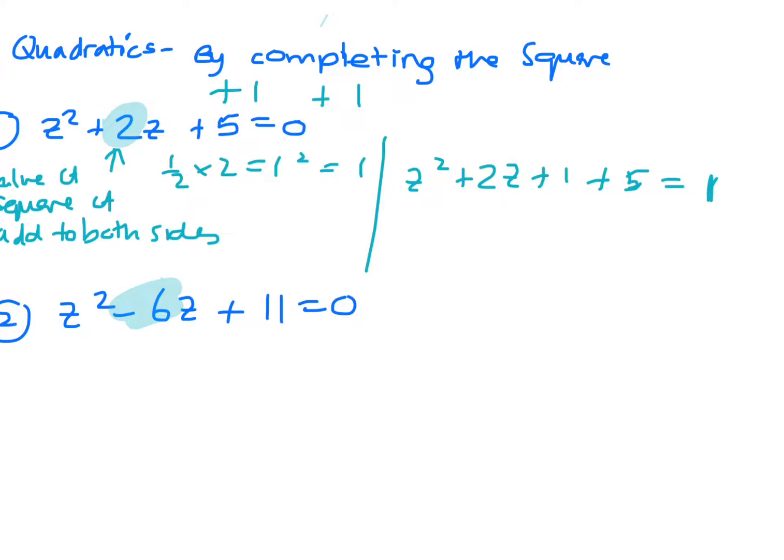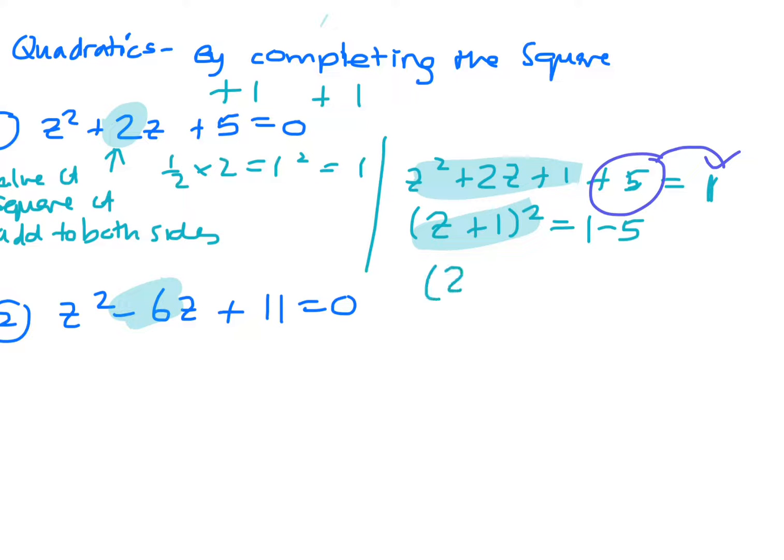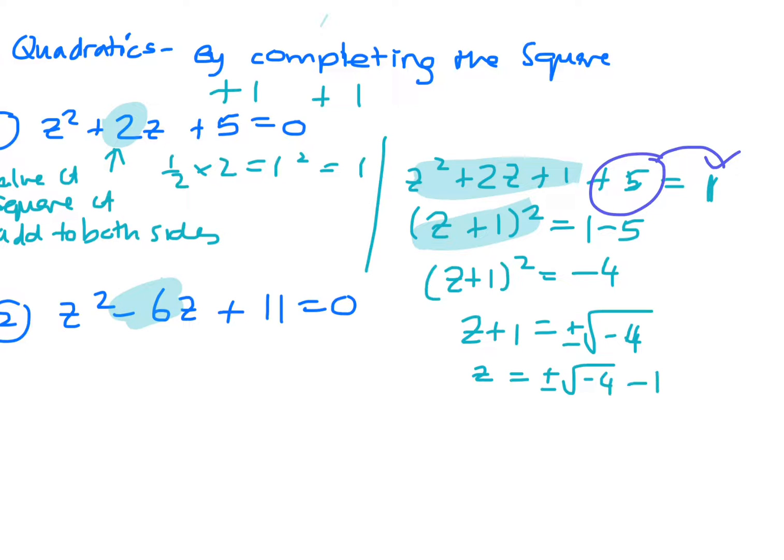Okay, so I end up with z plus 1 all squared, because this part here, when I halved it, squared it, and added it, I end up with a perfect square. So we then need to get the plus 5 and move it to the other side. So that's going to get 1 minus 5. So I'm going to get z plus 1 squared equals minus 4. And then z plus 1 is the square root of minus 4 with a plus or a minus. So z equals plus or minus root minus 4 minus 1.